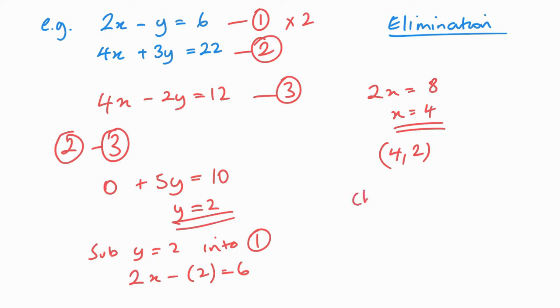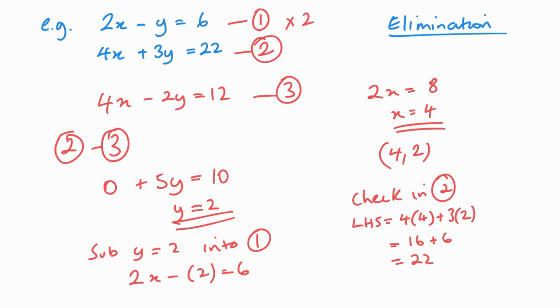Now I can do a check, and in that one I'm going to use the other equation. So let's check. On the left hand side, I've got 4 lots of 4 plus 3 lots of 2 when I substitute in 4 and 2, and that's going to give me 16 plus 6, which is 22, and you can see that that does equal the right hand side. So my check is complete. Okay, so that's the elimination method.